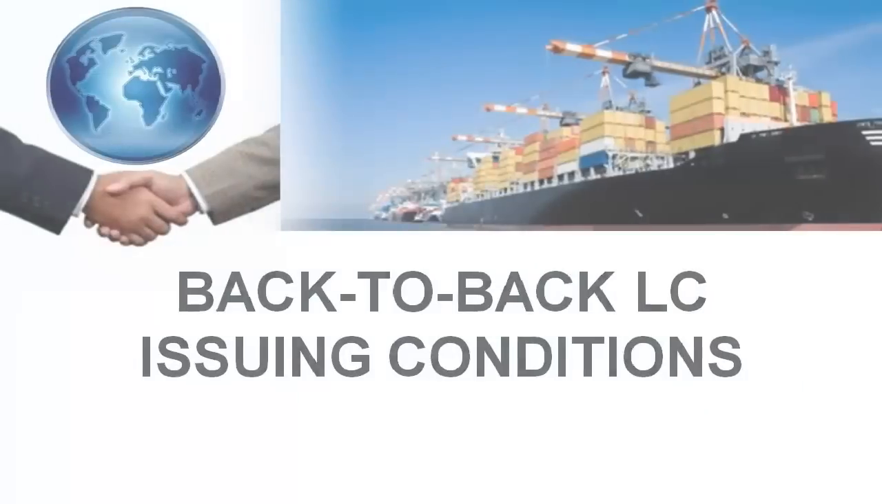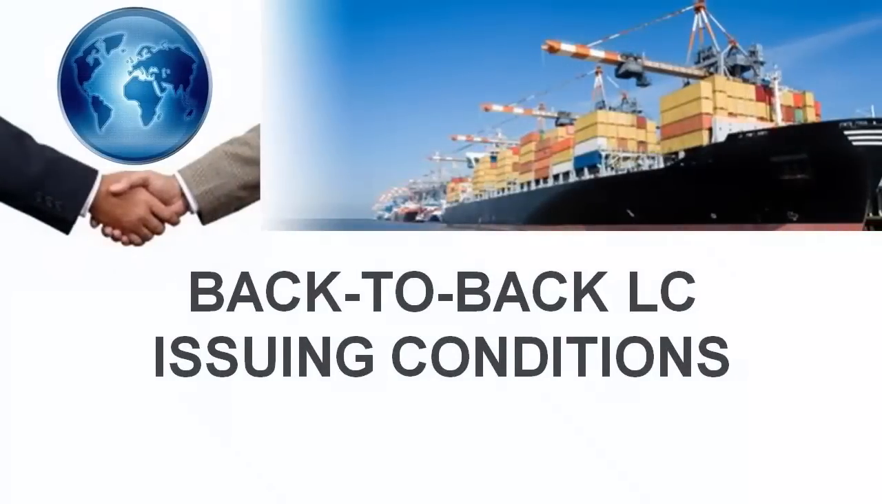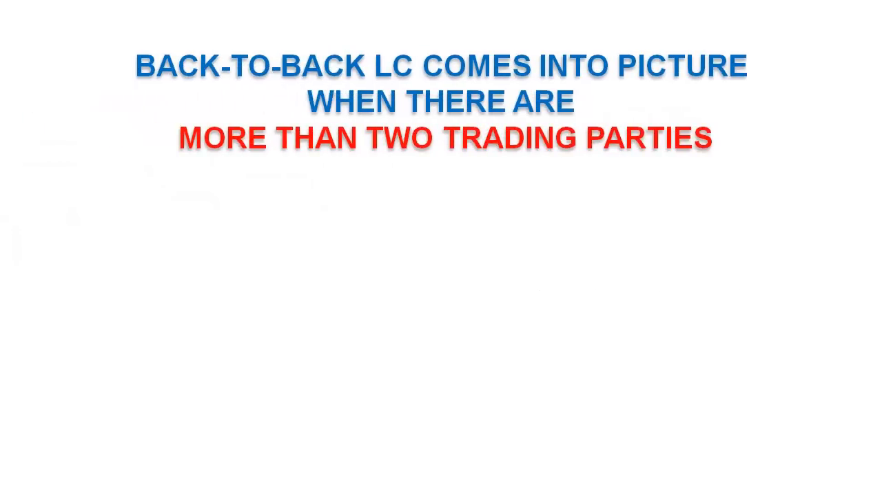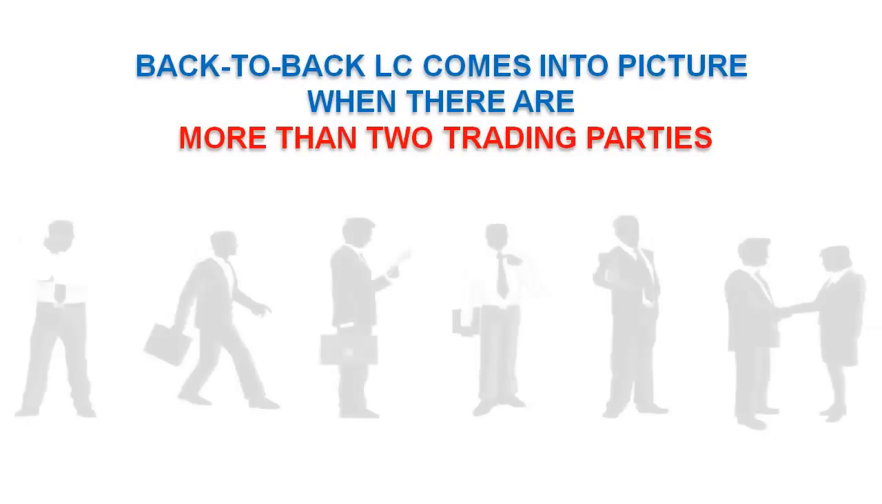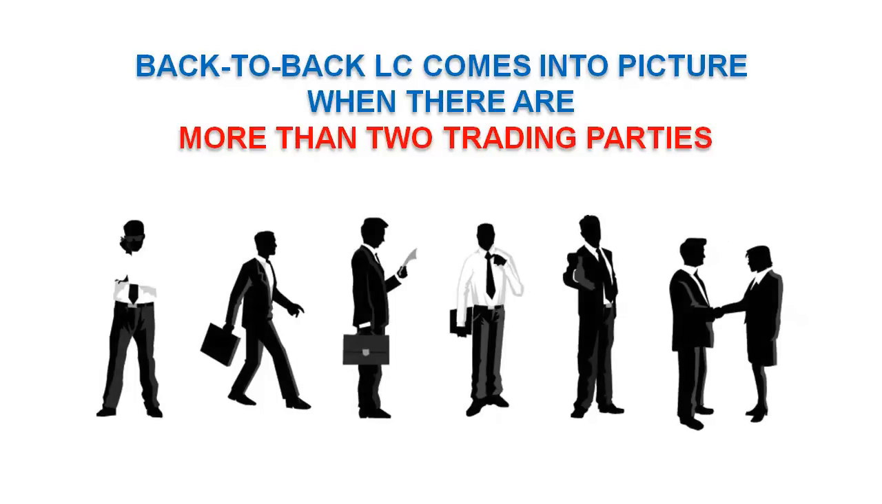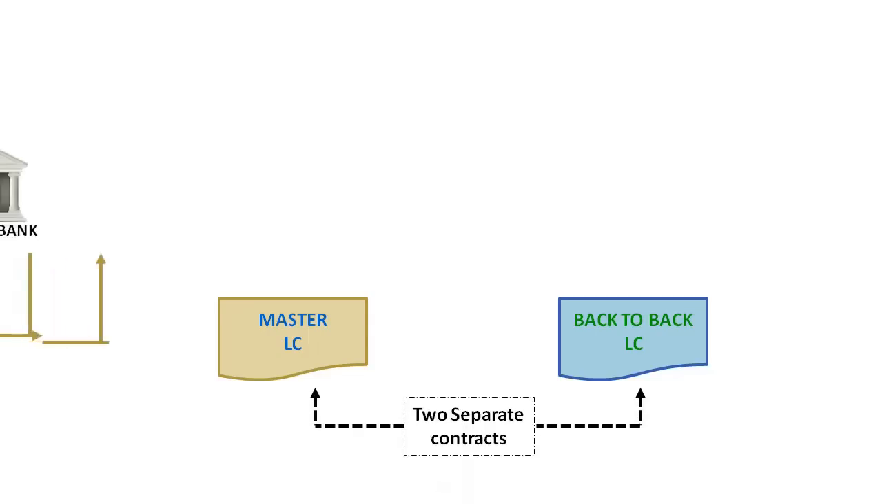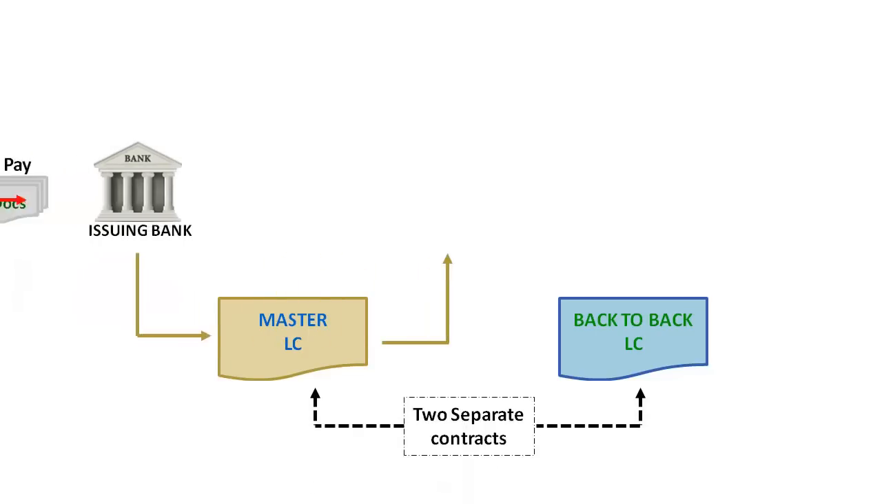Now we look at what are the conditions in issuing a back-to-back LC. Earlier in this tutorial, we already know that a back-to-back LC comes into picture when there are more than two trading parties. And secondly, we also know that the master LC and the back-to-back LC are two separate payment contracts. That means the master LC issuing bank only undertakes to pay complying documents drawn under the master LC.